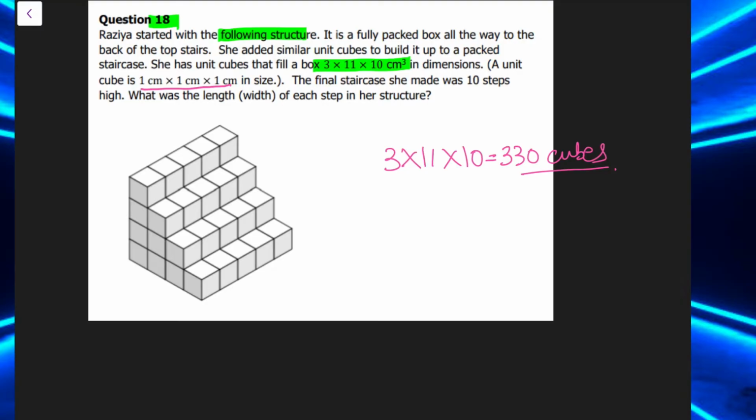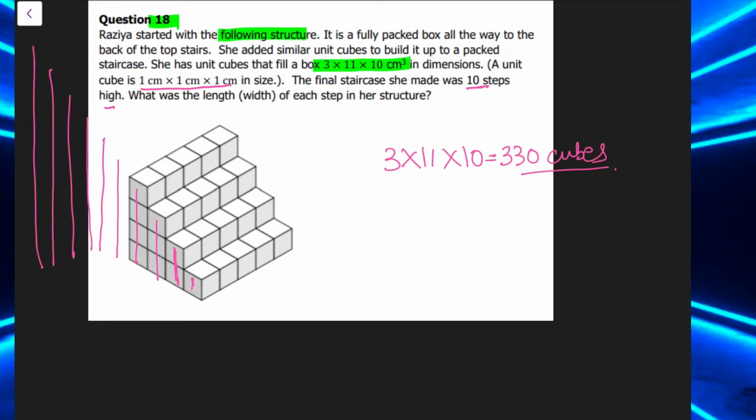The final staircase she makes was 10 steps high. That means we can see that this is 1 step high, these are 2 steps, 3 steps, 4 steps. The next column will be 5 steps, then 6, 7, 8, 9, 10, and that will be the final step of the staircase. The final staircase she makes was 10 steps high. What was the length of each step in her structure? So we have to find what will be the length of our structure.